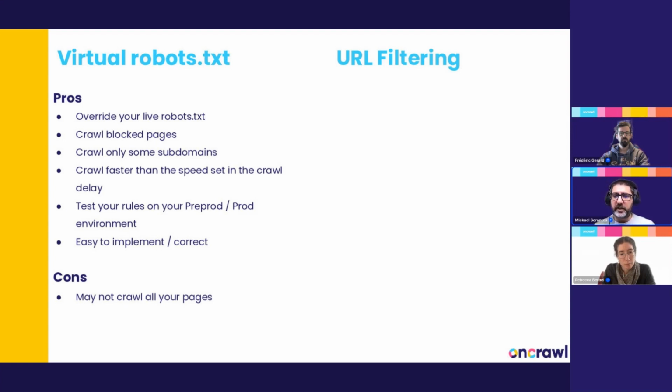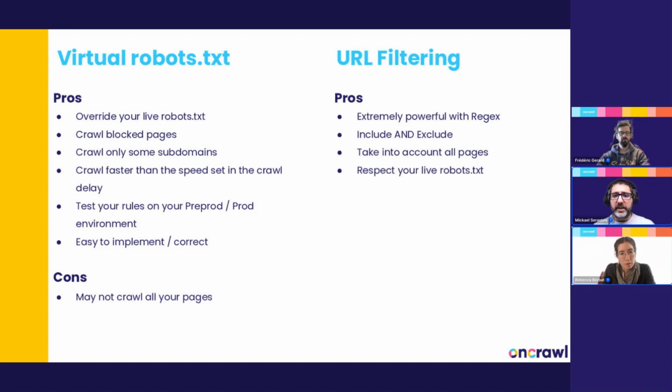For the URL filtering, it's a new tool we just released. It's extremely powerful because we use regex, so it's totally different from the rules we use in the virtual robots.txt. You can at the same time include some URL patterns and also exclude some others. So that's very interesting to limit the crawler to what you want to analyze.